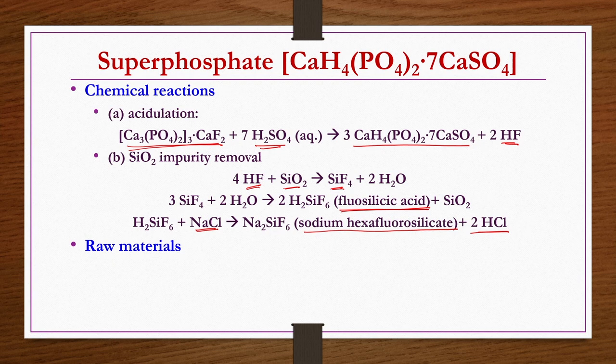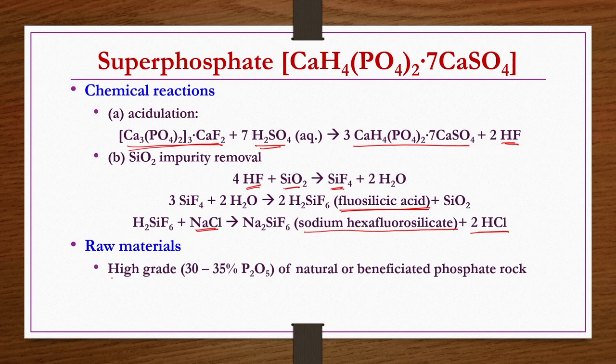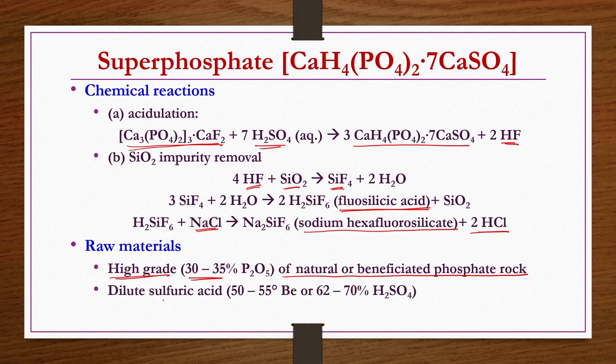Raw materials, obviously low grade phosphate is not suitable because these are the superphosphates, so then P2O5 has to be in higher content, okay? So you need high grade of natural or beneficiated phosphate rock, which is containing 30% to 35% P2O5 plus dilute sulfuric acid 60% to 70%. 60% to 70% pure sulfuric acid is sufficient, but phosphate rock has to be high grade, having 30% to 35% P2O5, because the name itself, they contain superphosphate. That means whatever this P2O5 that is going to be present in the final fertilizer that you produce is going to be high.